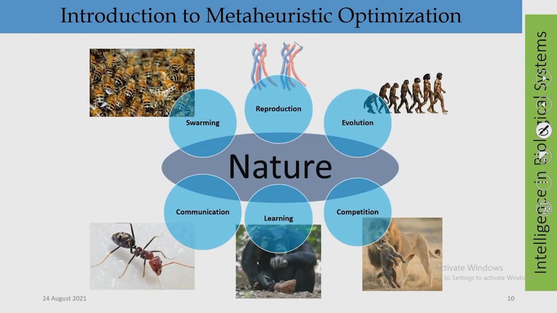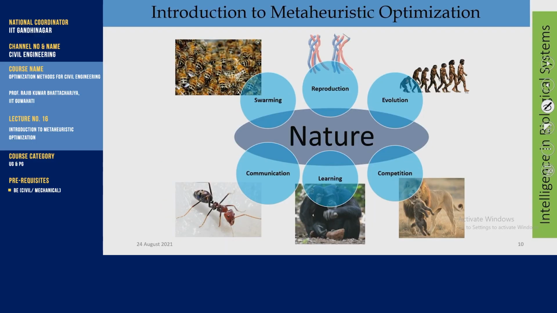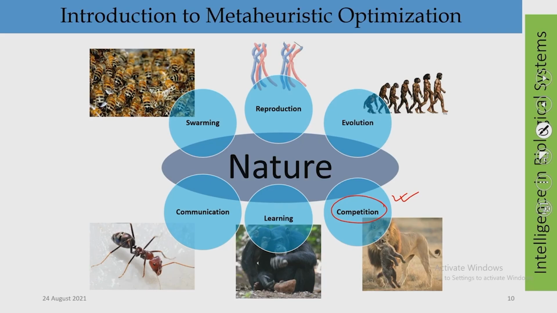So, let us look at the metaheuristic optimization. Now, metaheuristic optimization methods are derived from different phenomena happening in nature. So, if you look at nature, there is intelligence in biological systems. Now, let us start from competition. So, what is happening in nature? There is a competition, or we can say that we are struggling for survival.